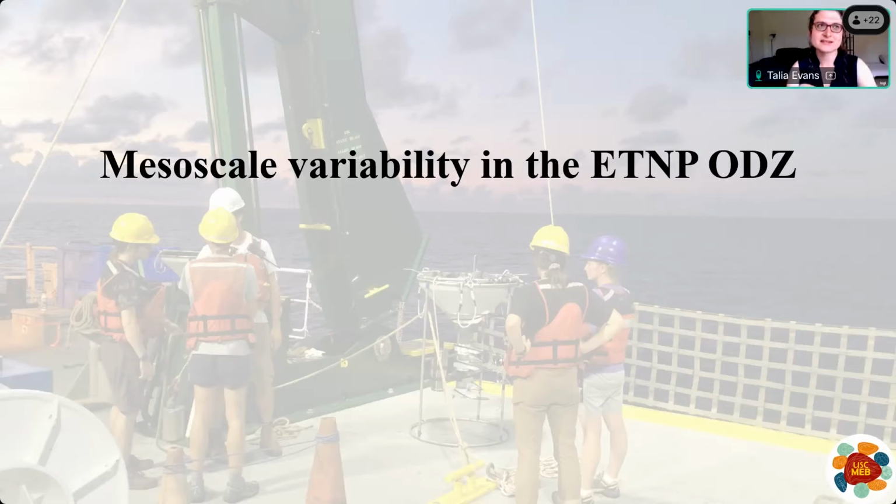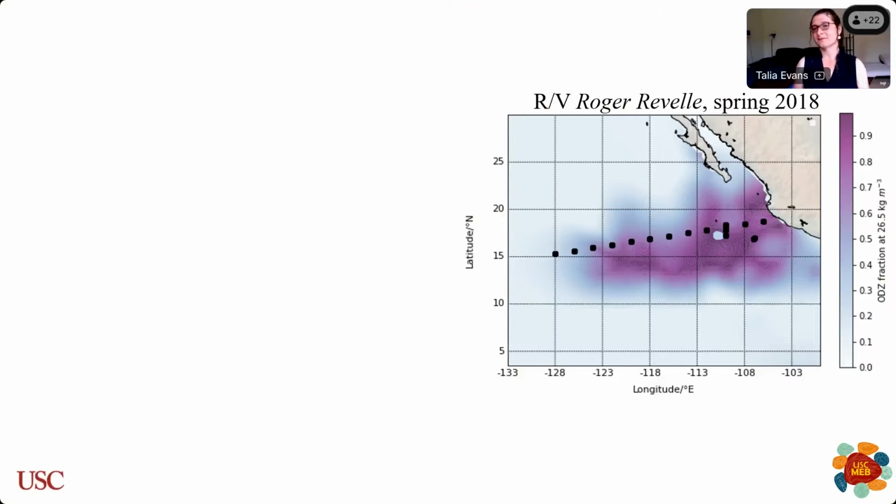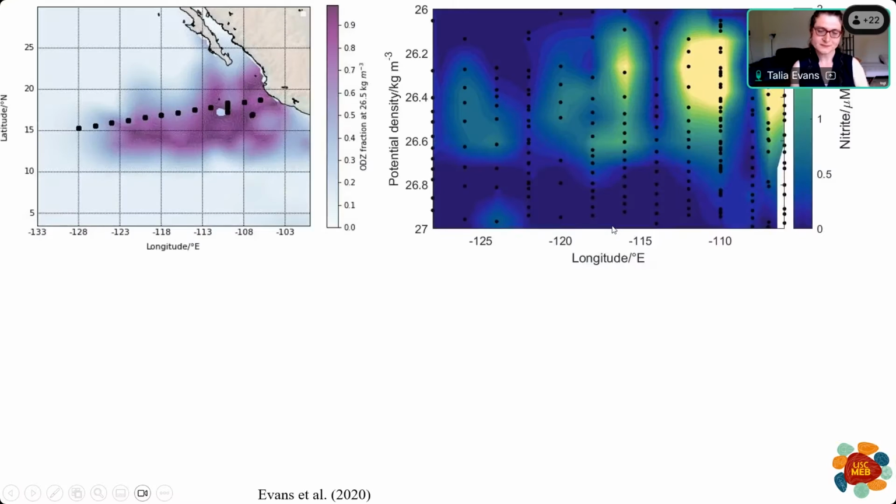So next, I'm going to take a step back and hint at why these sort of variables are important for a more basin-scale climate approach, which is analyzing data from the Roger Revelle. It left from the tip of Manzanillo here and went west through the ODZ. On this transect, we observed nitrite accumulation. Notably, it's not like a blob, right? It's sort of a string of pearls distribution.